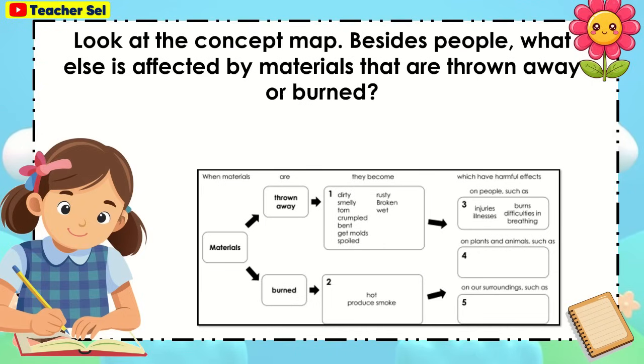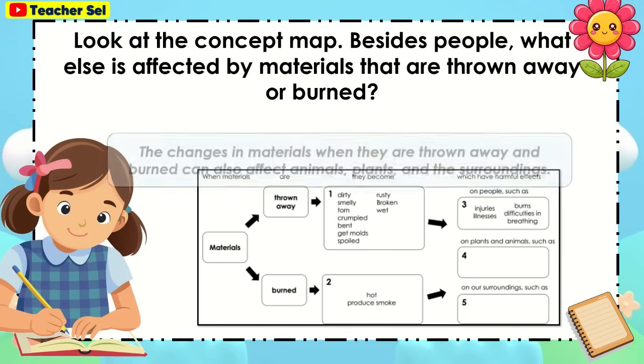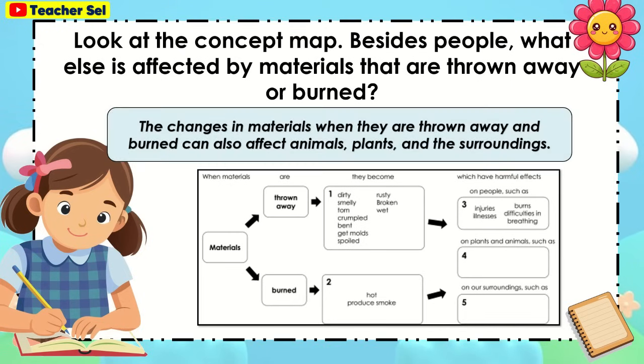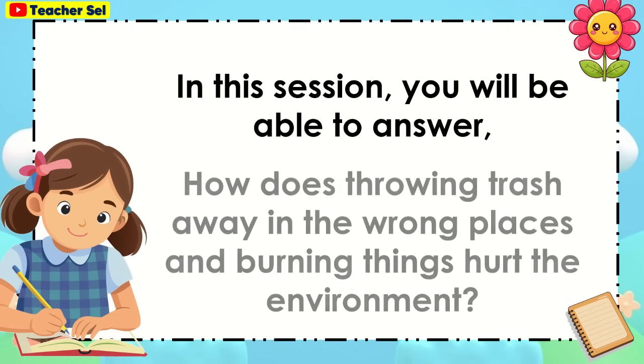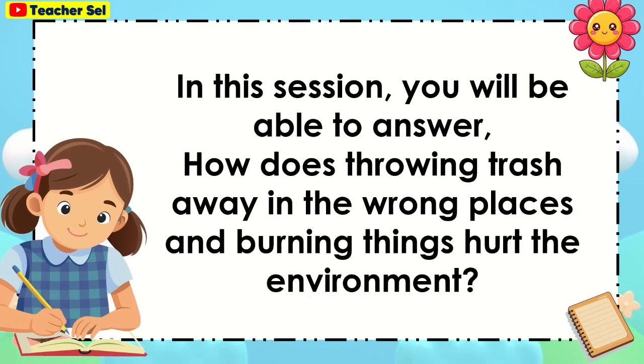Look at the concept map. Besides people, what else is affected by materials that are thrown away or burned? The changes in materials when they are thrown away and burned can also affect animals, plants, and the surroundings. In this session, you will be able to answer how does throwing trash away in the wrong places and burning things hurt the environment.